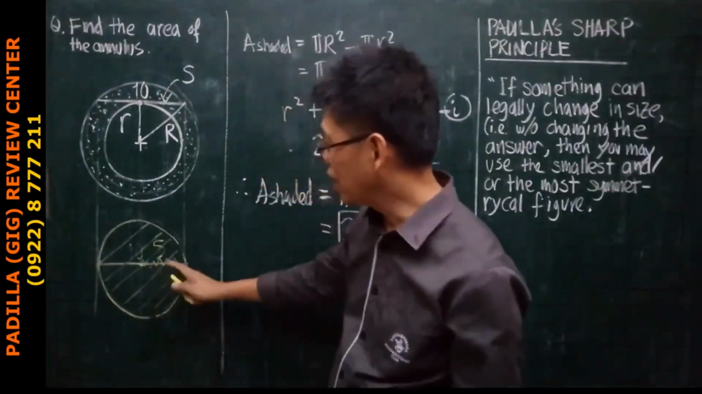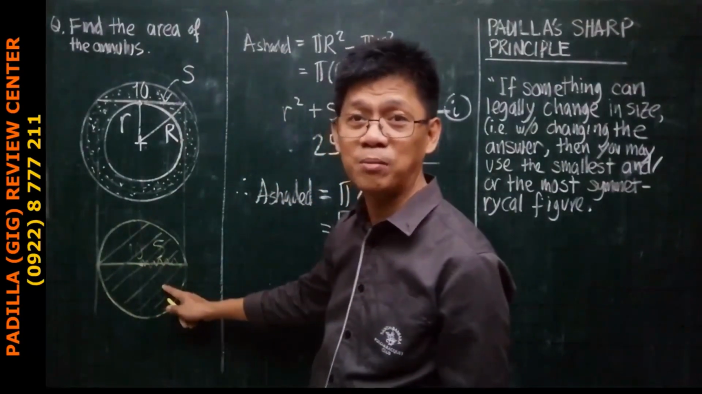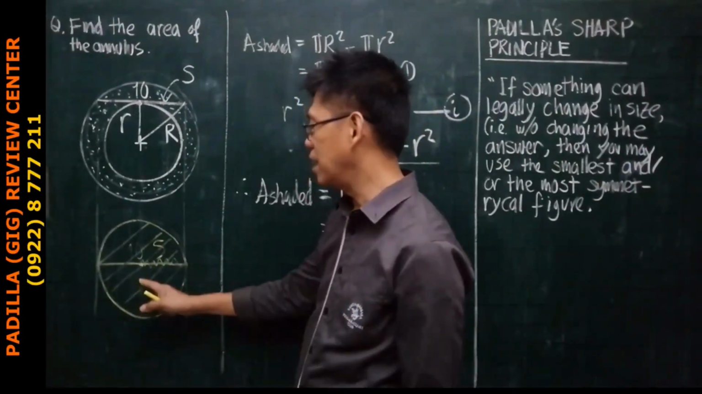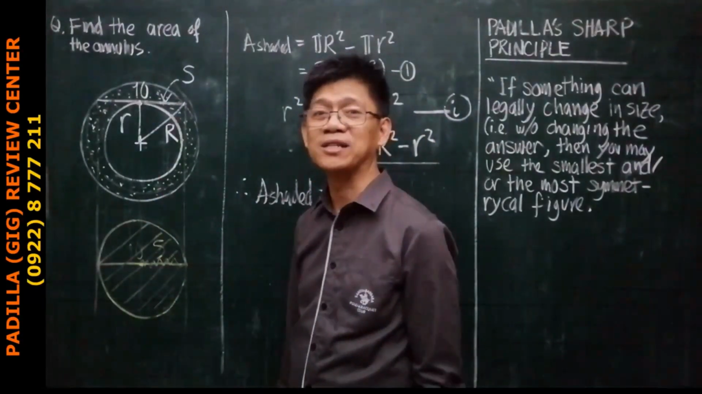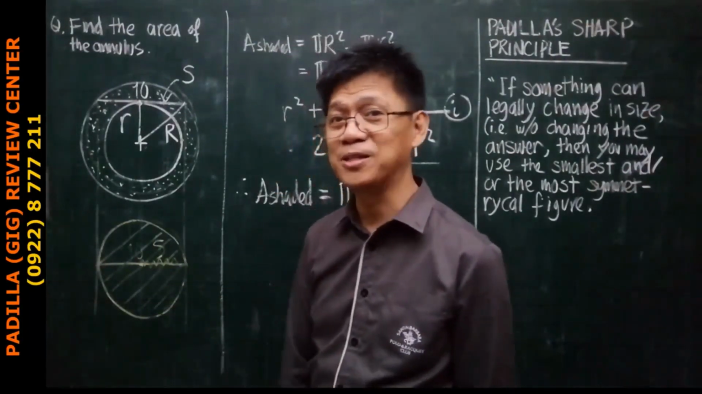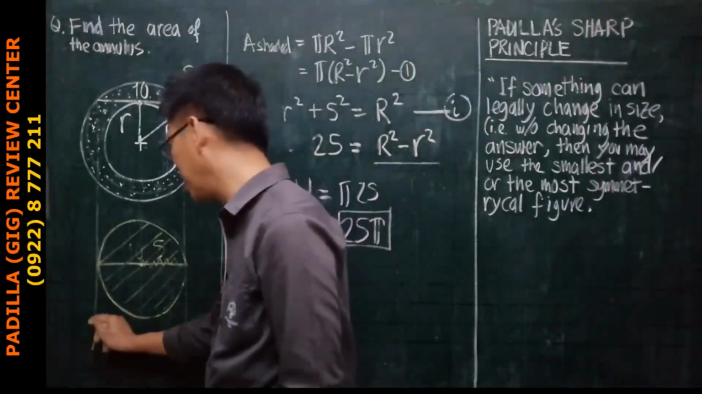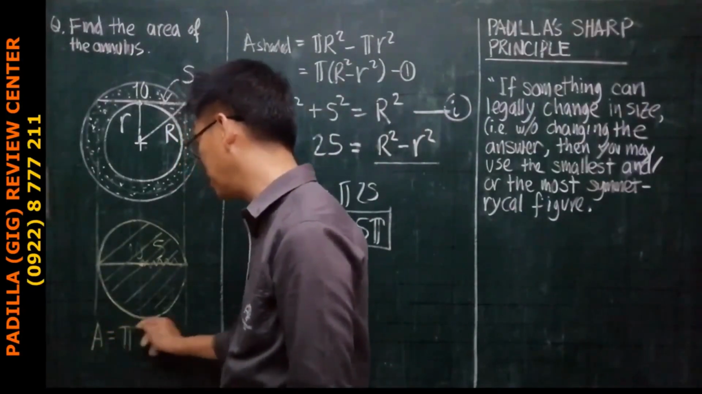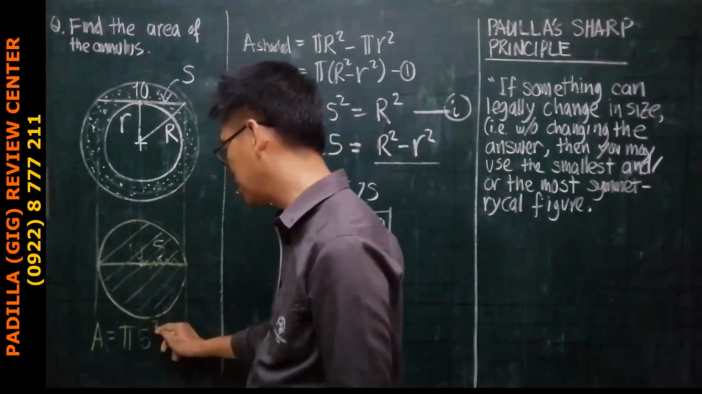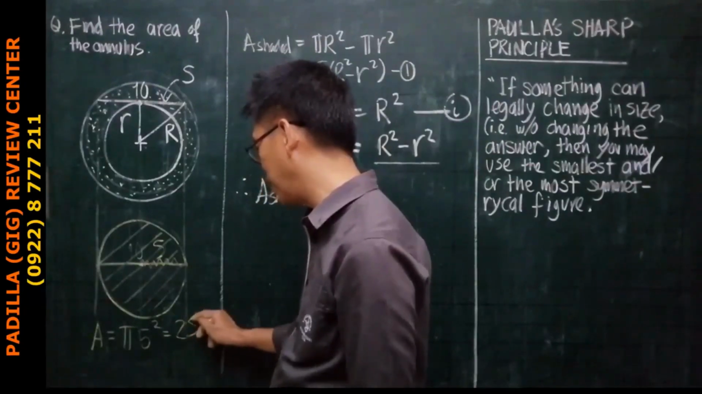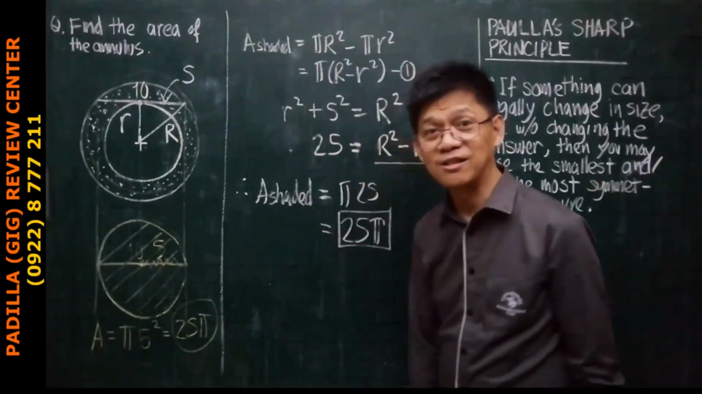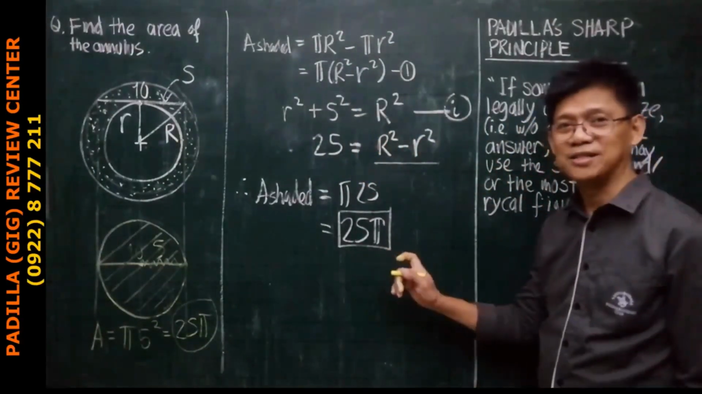So therefore, if the problem is correct, and if the problem has really an answer, the area of this and the area of this must be the same. So, that is the statement of the Padilla-Sharp principle. So, therefore, the area of the shaded region, which is the area of the circle, is pi times radius 5 squared. Or this is 25 pi square units. The answer will be exactly the same as this.